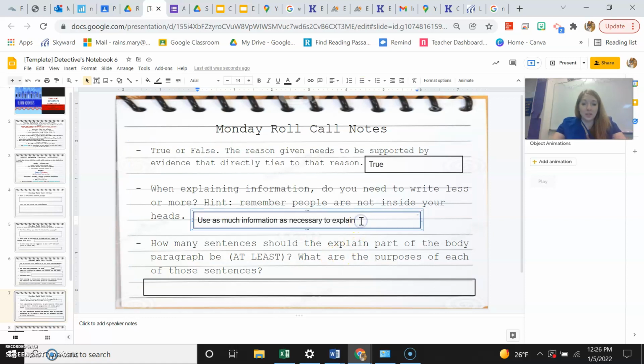So I'm even going to put that too. Use as much information as necessary to explain. Don't include information that they don't need to know. Be clear and concise.